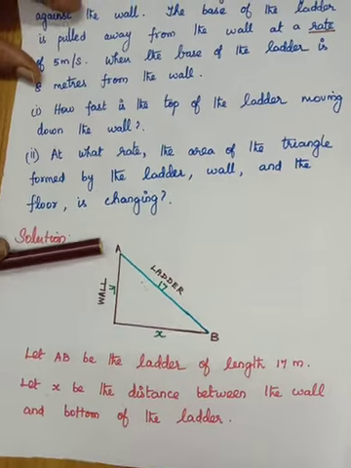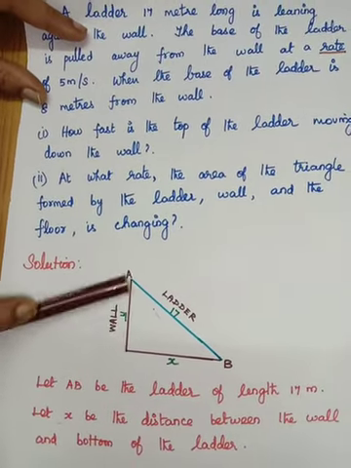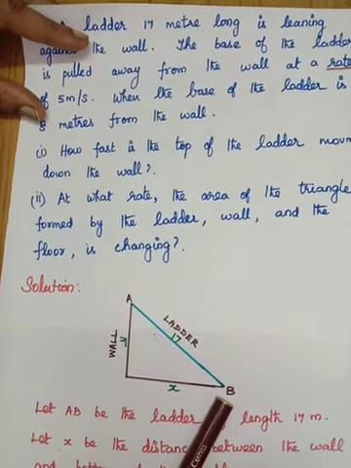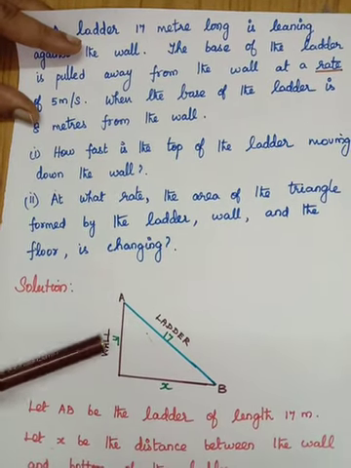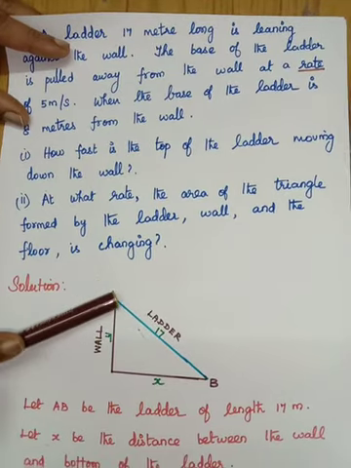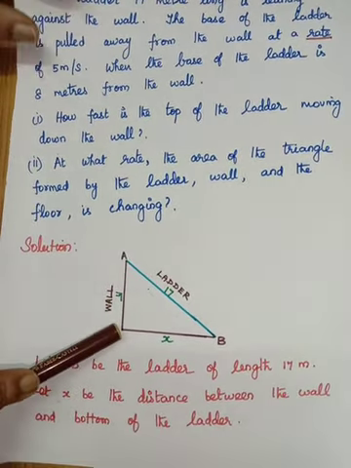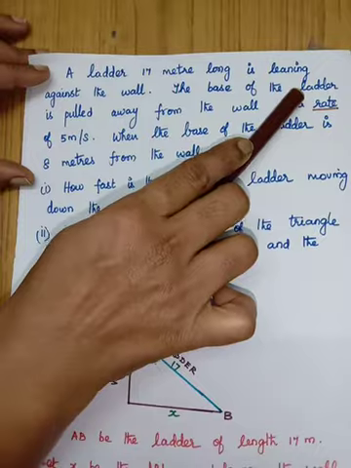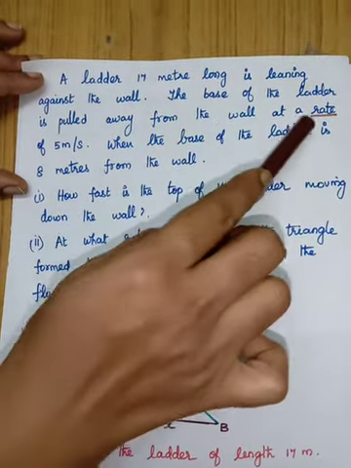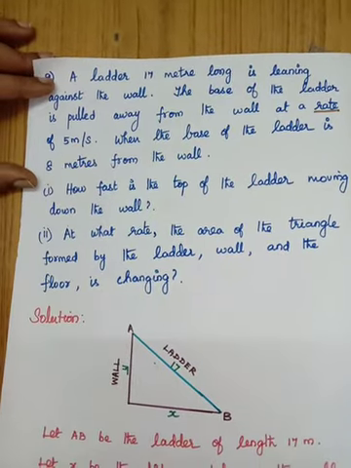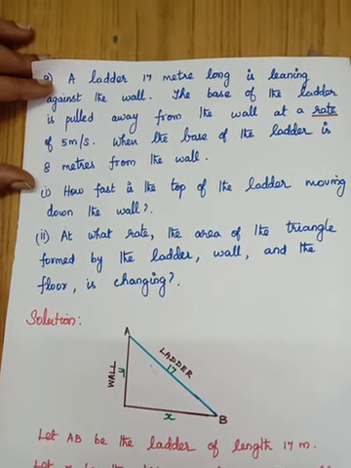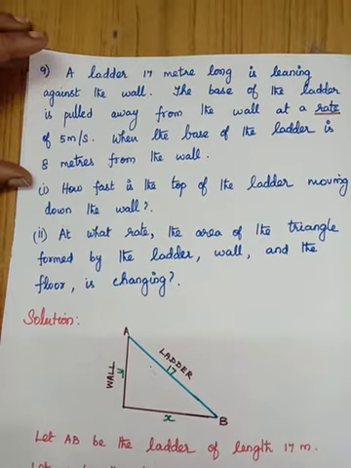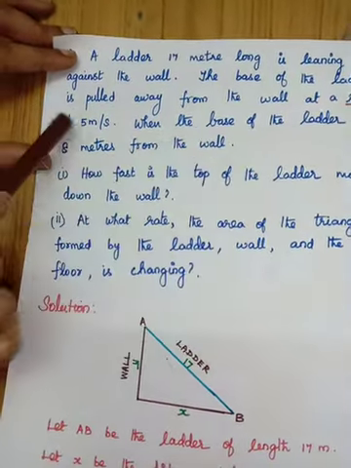So A is the top of the ladder and here it is the bottom of the wall. Okay, so x is this distance, wall and the bottom of the ladder or base of the ladder, and y is the distance between the top of the ladder and the bottom of the wall. Okay, so this is the ladder. So here what is given? Come to this sentence: the base of the ladder is pulled away from the wall at a rate of 5 meter per second. So which distance is moving at a rate 5 meter per second? The base of the ladder with the wall. So this x distance is pulled away from the wall at a rate of 5 meter per second.